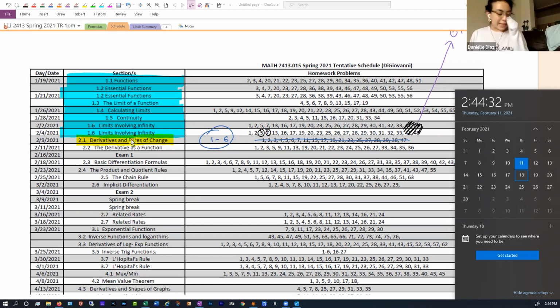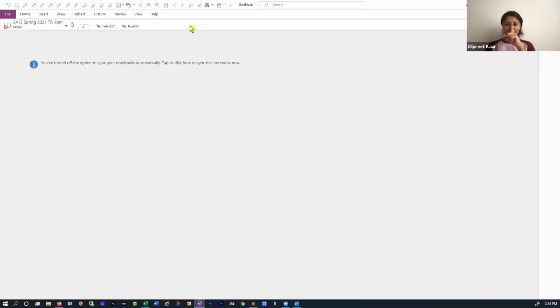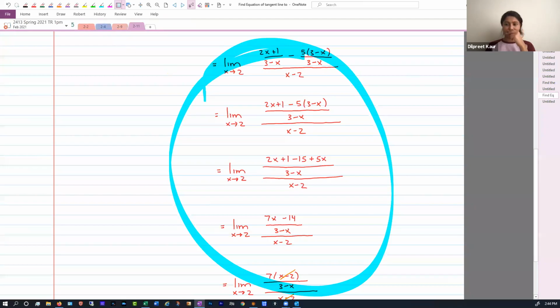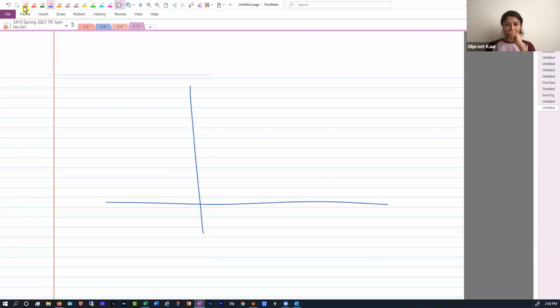I had a question. Yeah. You're free to go. What does it mean by the slope of a secant line? Like what's the difference? He told us that tangent has only 1 point and secant has 2 points. Yeah, so like it will be touching 2 points instead of 1 point.